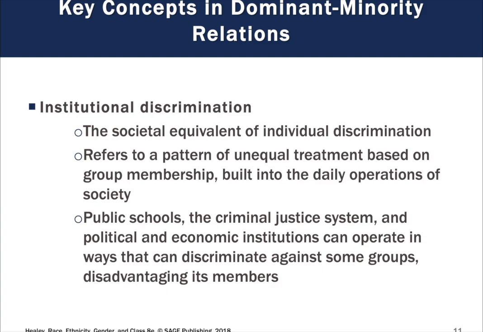There's also institutional discrimination that's talked about, the societal equivalent to individual discrimination. It refers to patterns of unequal treatment based on group membership, and it's built into the daily operations of society. An example of that would be the way in which historically we can see racial segregation in the school system, social class distinctions in school systems, those divisions where certain schools get access and other schools don't, where certain races have access and others don't. Unequal ways of being treated in society are an example of institutional discrimination. Public schools, the criminal justice system, and political or economic institutions can operate in ways that discriminate against some groups and disadvantage their members. And so the key takeaway is understanding what institutional discrimination is as part of this week's readings.